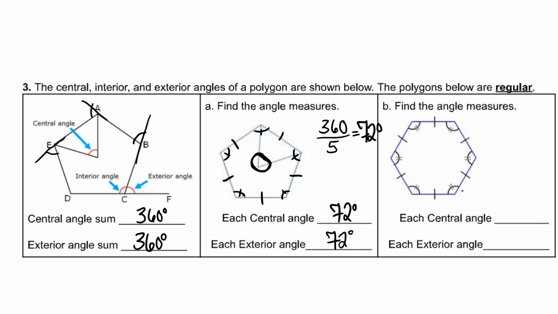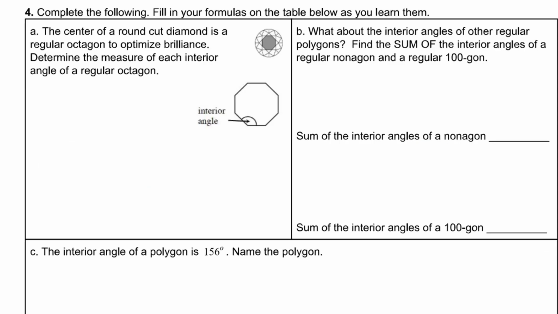Here we have a hexagon, a 1, 2, 3, 4, 5, 6-sided polygon. That would be one central angle. Each central angle is just the central angle sum divided by however many sides this polygon has, because that ends up being the slices of pizza, the number of sides. So this has 6, 360 divided by 6, that is 60. Each central angle measures 60 degrees on a regular hexagon, and each exterior angle also measures 60 degrees on a regular hexagon.